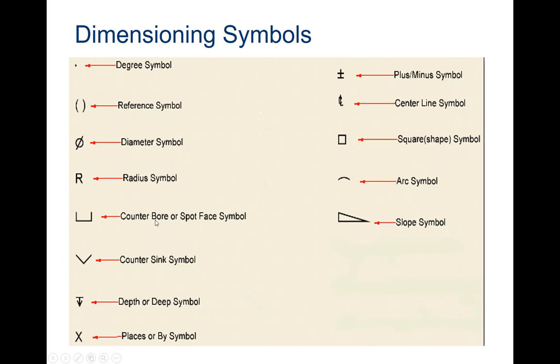Our counterbore and countersink, which we'll talk about when we get to the hole notes in 7.2, along with the depth symbol. Remember, places means if I'm dimensioning, say, 3 or 4 holes on a part, I can just dimension one and say times or places 3. So I would know all 3 of those holes have the same dimension. And then these dimensions up here are not commonly used. We probably won't get to them except for the plus and minus.